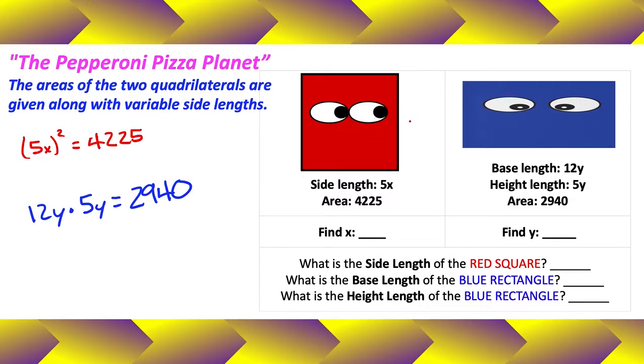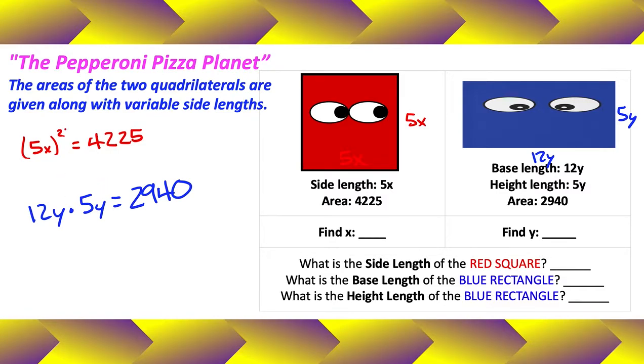All right, here's what's going on. This square is 5x by 5x, so if we take 5x squared, that's going to equal the area. The rectangle has a base of 12y and a height of 5y, so if we take 12y times 5y, it will equal the area. Writing out the equations is half the battle. Now we can solve with our math skills.